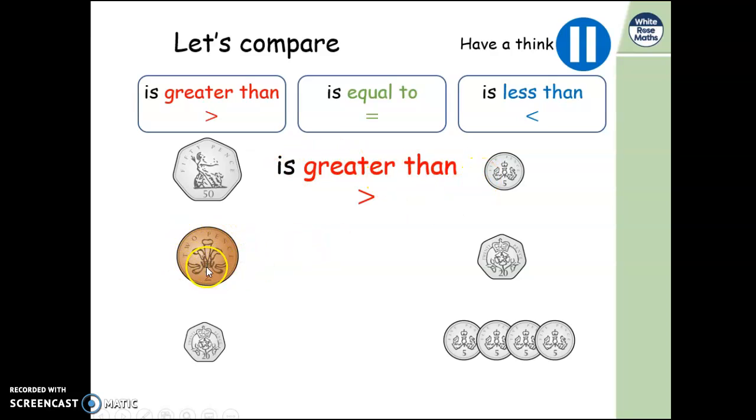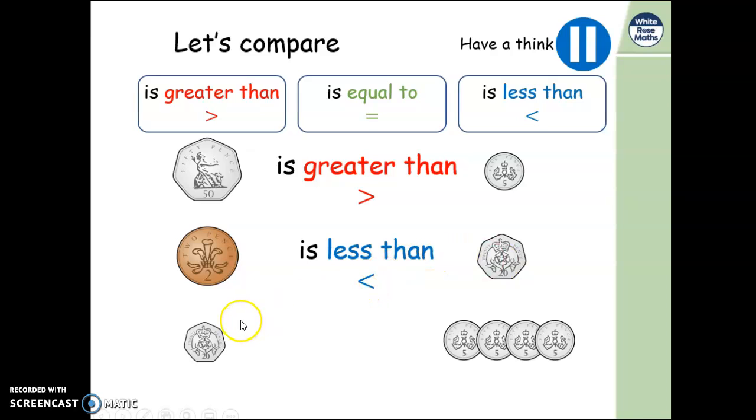Looking at this one, we have 2p and 20p. 20 has a bigger value even though this coin looks bigger. So the crocodile is going to eat this number. So 2p is less than 20p.